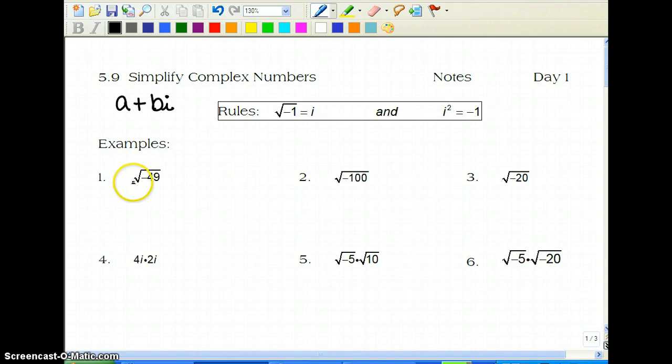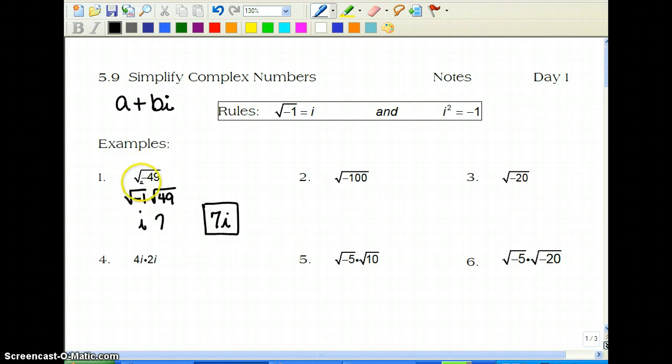Now, we used to say that the square root of -49 would be no solution. And we no longer will say that because we will have learned about these complex numbers. So we're not going to say it has no solution. We would say that that's the square root of -1 times the square root of 49. And the square root of -1 is i, and 49 is 7, so the answer is 7i.